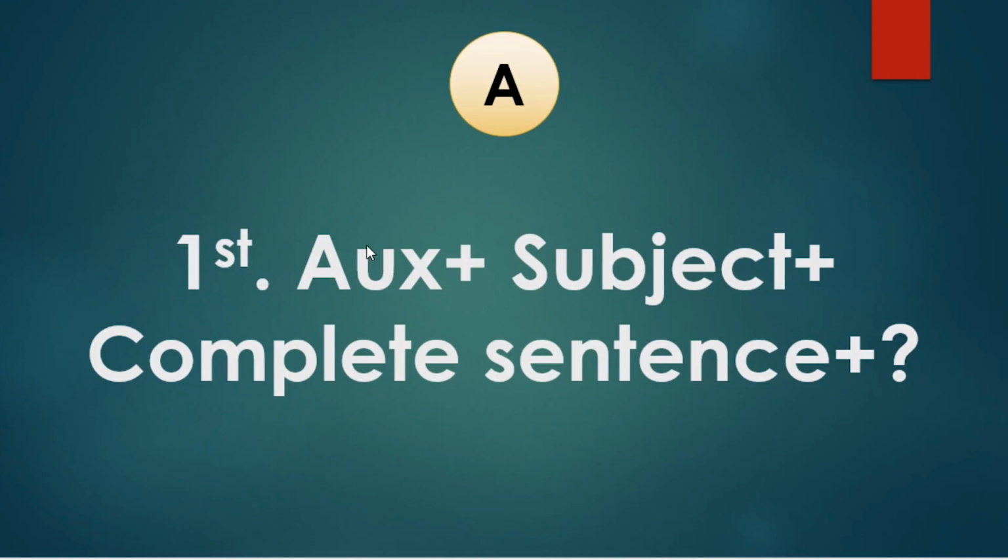So you say, I will have finished my work. And when I make a yes-no question, I would say, will I have, not will have I. So the first one, will I have, this is correct. The wrong one, will have I, this is wrong. Okay, so the way is to start with the first auxiliary verb plus the subject of the sentence plus the complete sentence, and don't forget to finalize the sentence with a question mark.